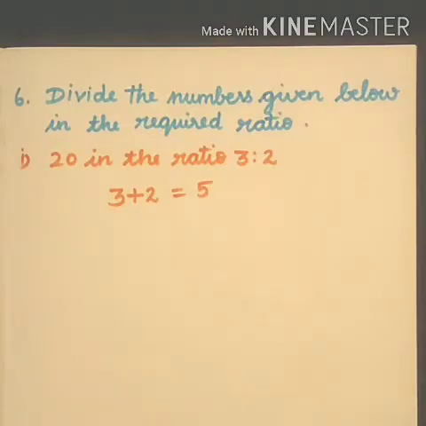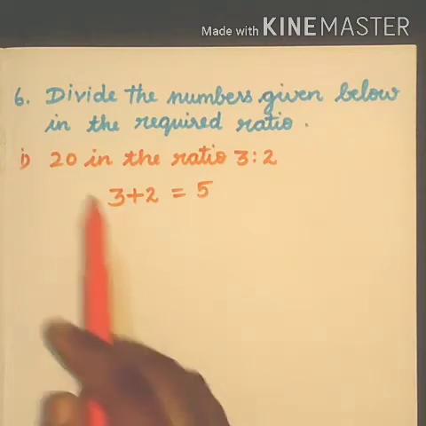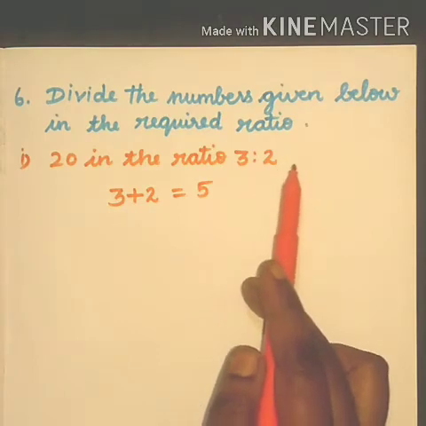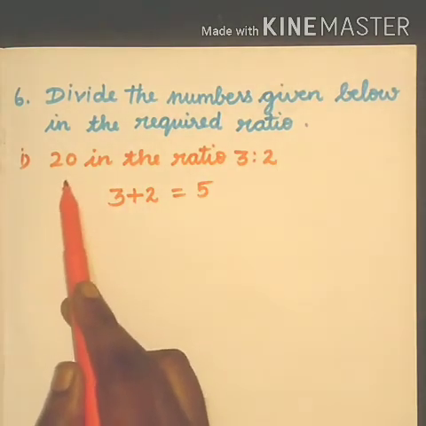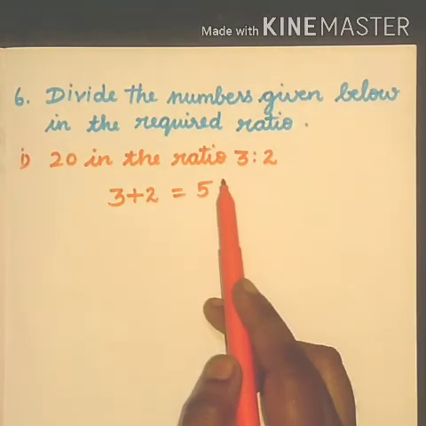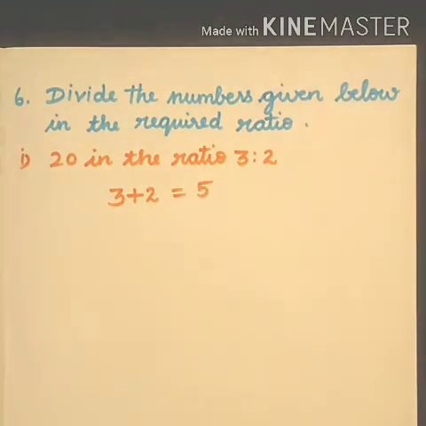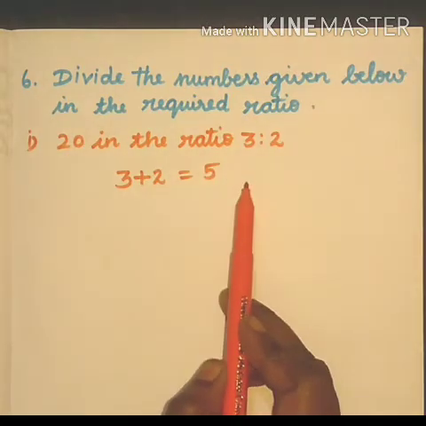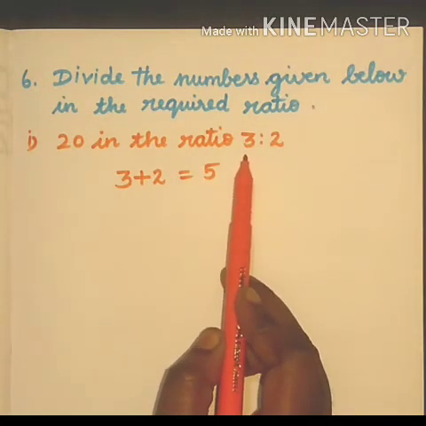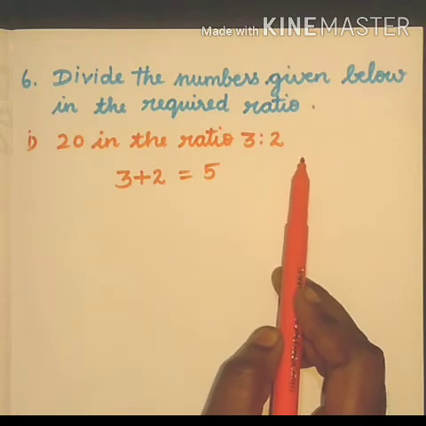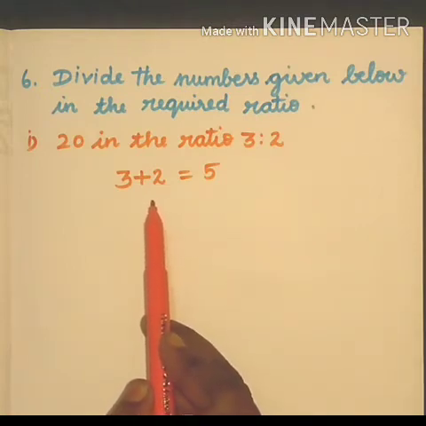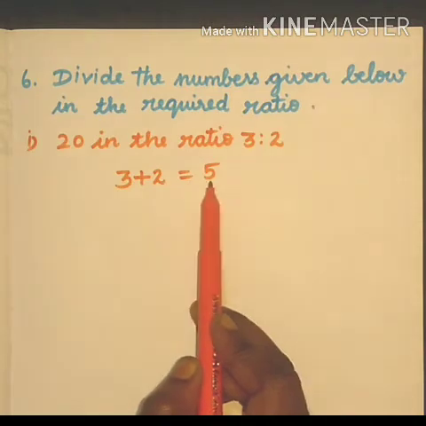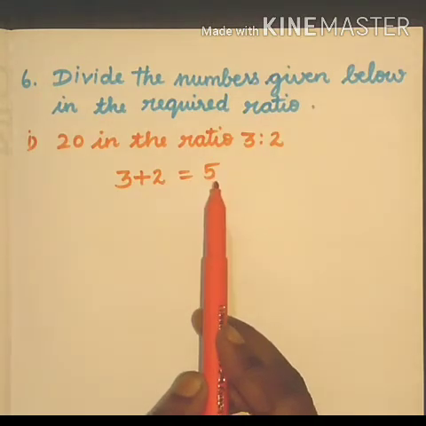Next, let's see about dividing the numbers given below in the required ratio. The given question is 20 in the ratio 3:2. You have to divide the whole part 20 in the ratio of 3:2. To divide the whole part, that is 20, you have to find the total parts first. See, here the given ratio is 3:2. You have to find the total parts. That is 3 plus 2 equal to 5. The total part is 5.